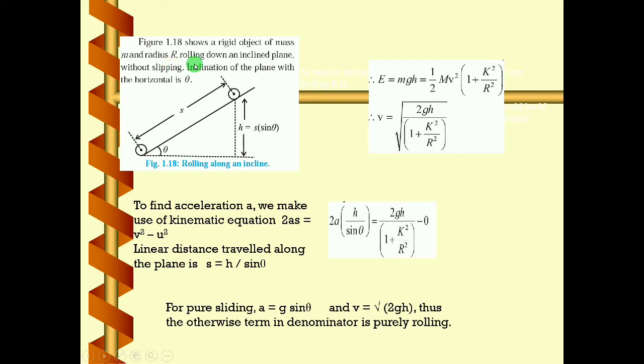having mass m, radius capital R. This rigid body is rolling down on an inclined plane. Angle of inclination we are taking theta. Height of this inclined plane we are taking h. This linear displacement along this inclined plane we are taking as s.